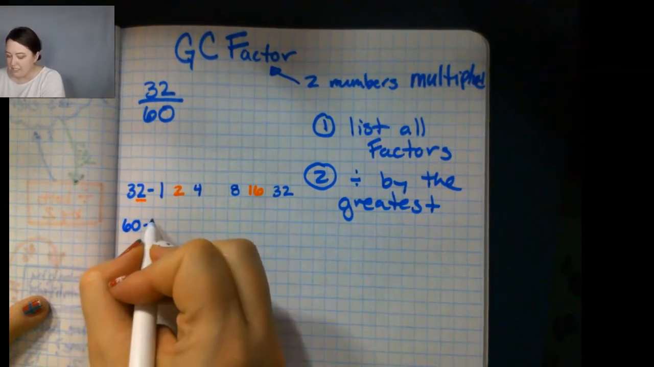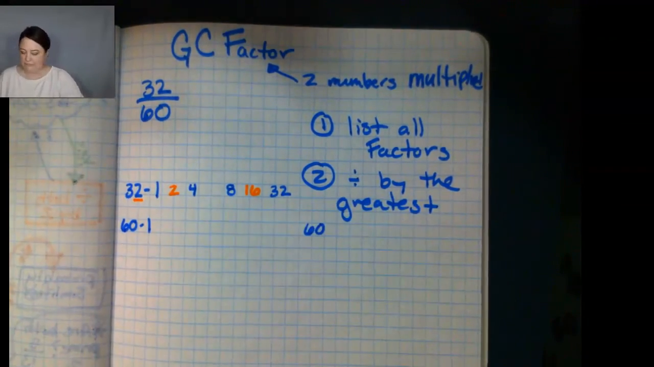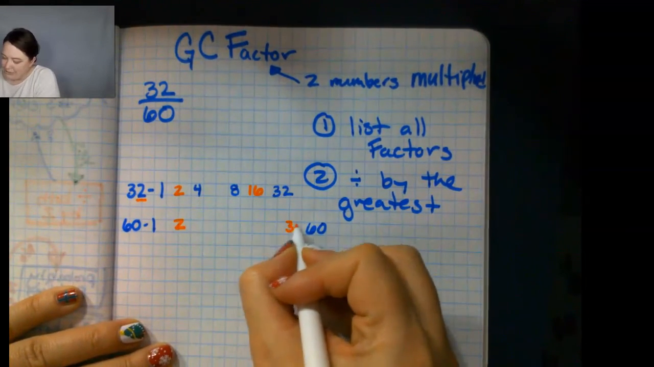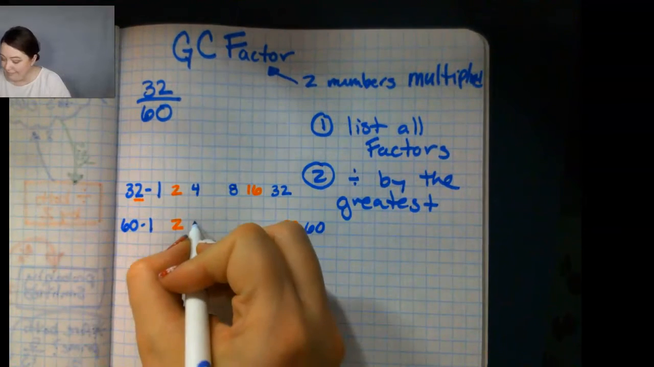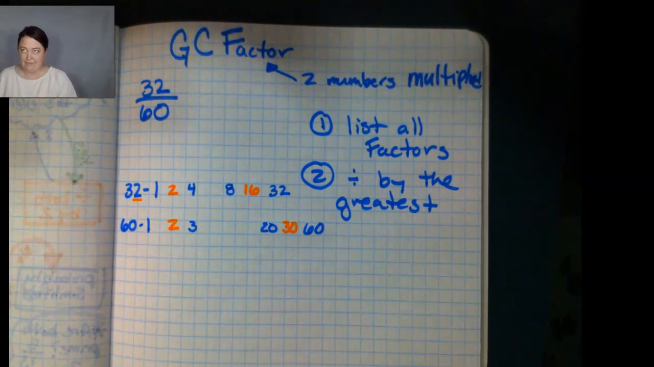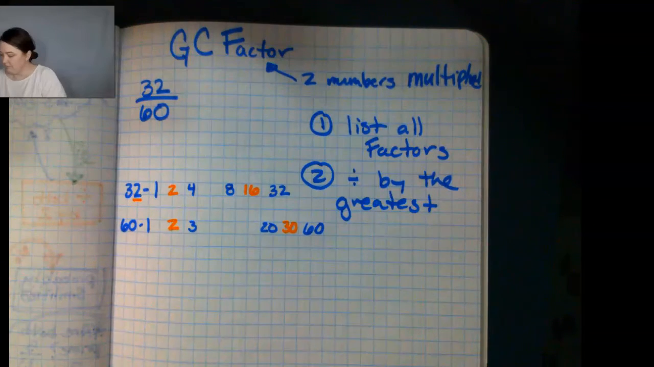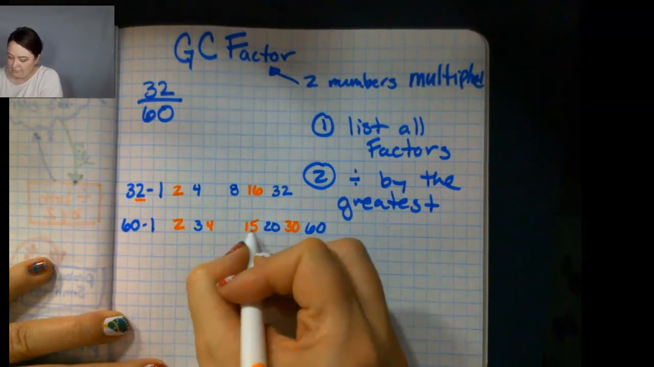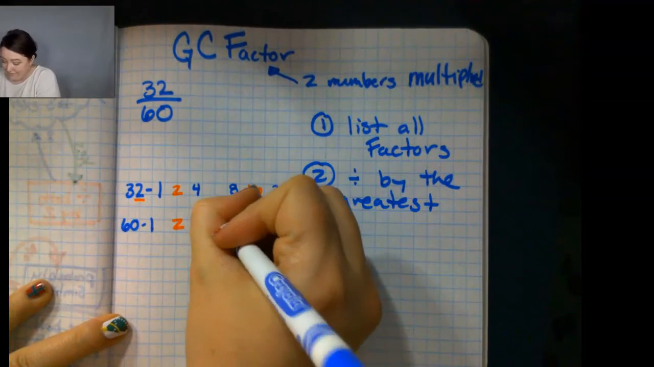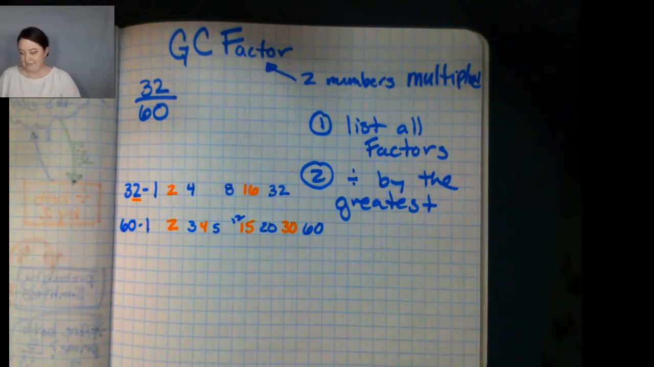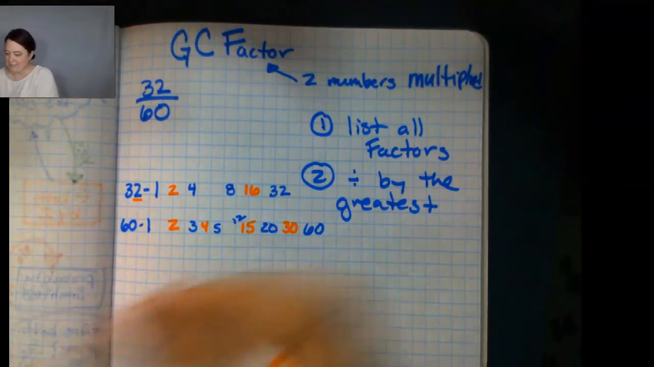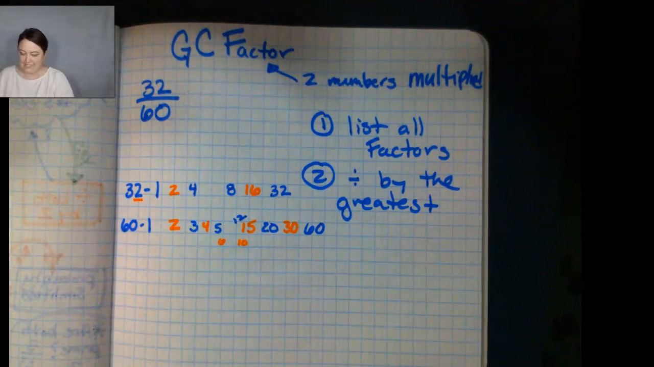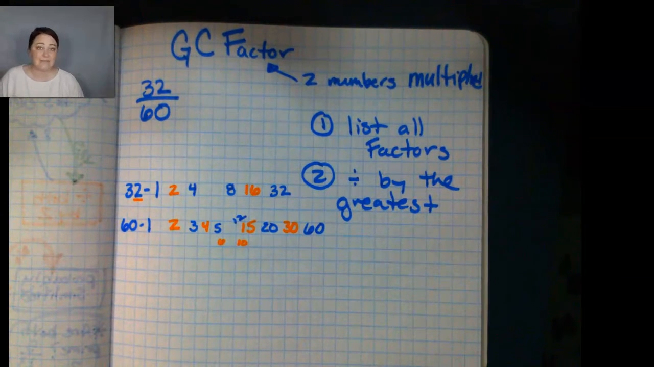Now we're going to do 60. The factors of 60 are 1 times 60. 2 times 30. 3 times 20. 4 times 15. 5 times 12. 6 times 10. 7, no. 8, no. 9, no. And we're to 10. Perfect. So these are the factors.